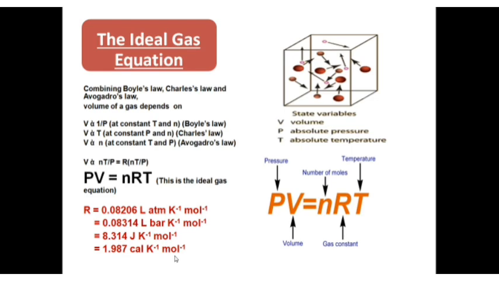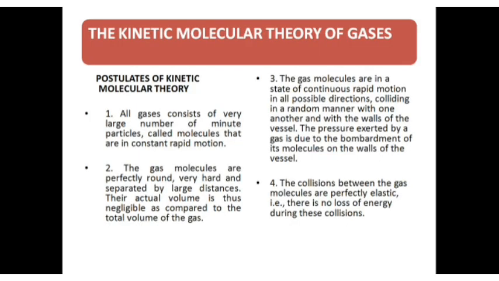So this is the ideal gas equation. Now we will study the kinetic molecular theory of gases. The amount, pressure, volume and temperature are the four most important measurable properties of gases. These four interdependent variables describe the state of any gas.